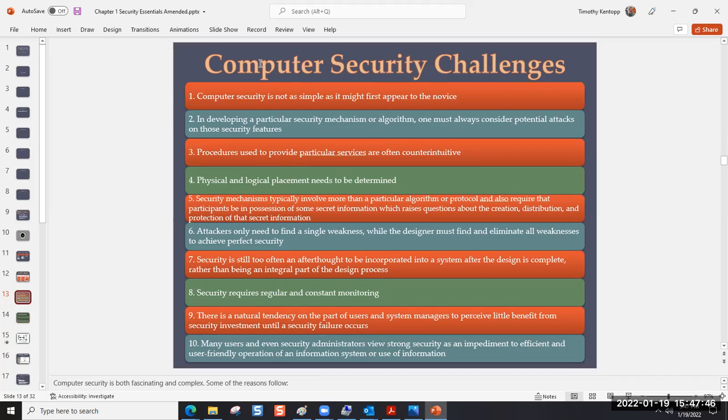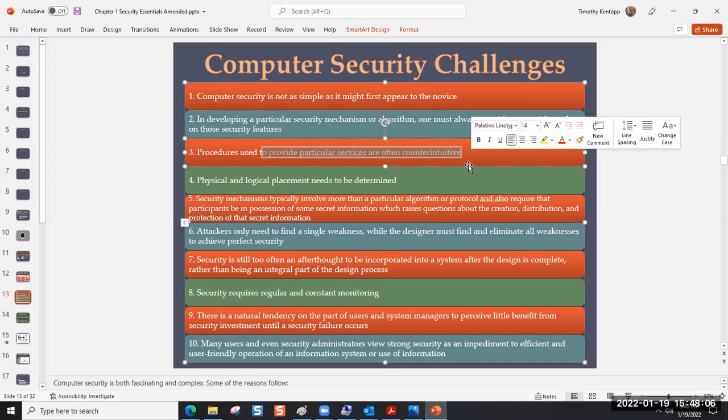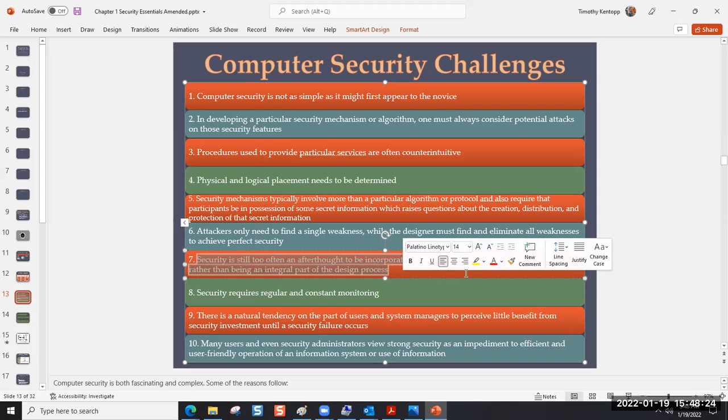So, computer security challenges. Here you see a laundry list showing it's not as simple as it might first appear to the novice. In developing a particular security mechanism or algorithm, one must always consider potential attacks on those security features. Procedures used to provide particular services are often counterintuitive. So they're things that aren't obvious at first, right? These are all restatements of what we've just explained in our examples. It's a good thing to know these. Security is still too often an afterthought to be incorporated into a system after it's designed, instead of upfront.